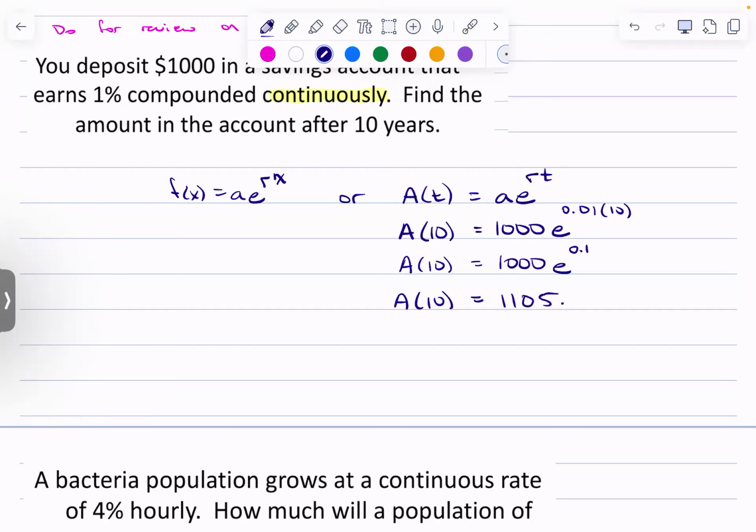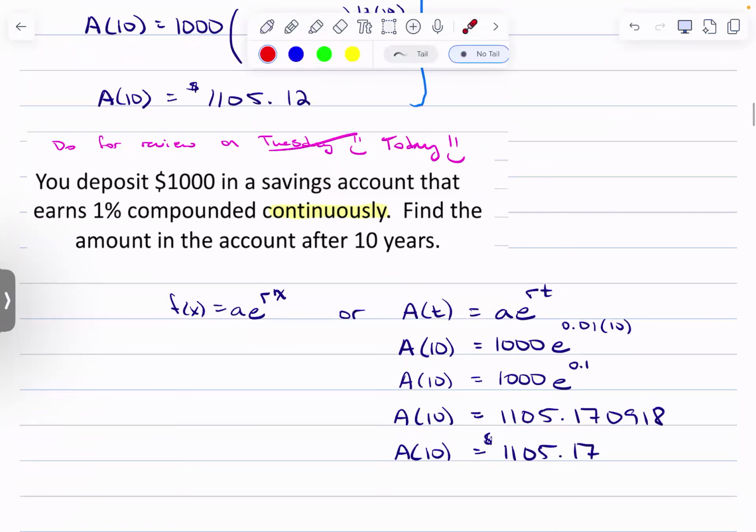1105.170918. So the accumulated amount after 10 years is $1,105.17, which is eerily similar to compounding monthly, right?